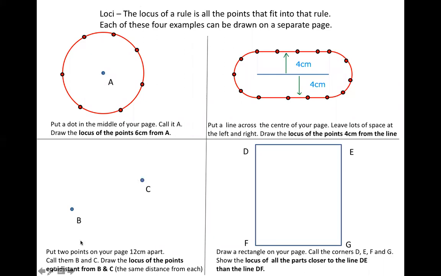Okay, let's look at the next one. Next one, I have 2 points 12 cm apart, calling them B and C, and I want a locus of points equidistant from B and C. That means they must be equidistant from B and C. Basically just means that the line has to be what?